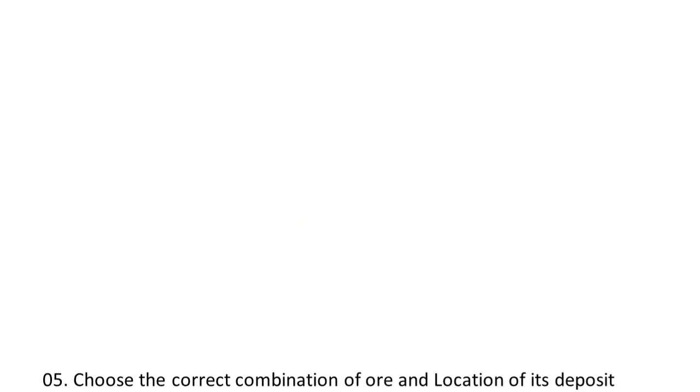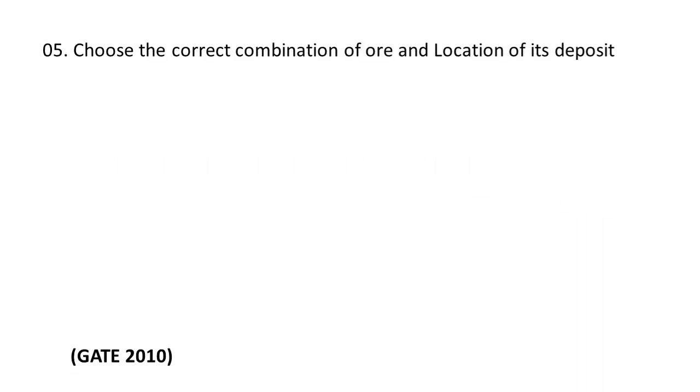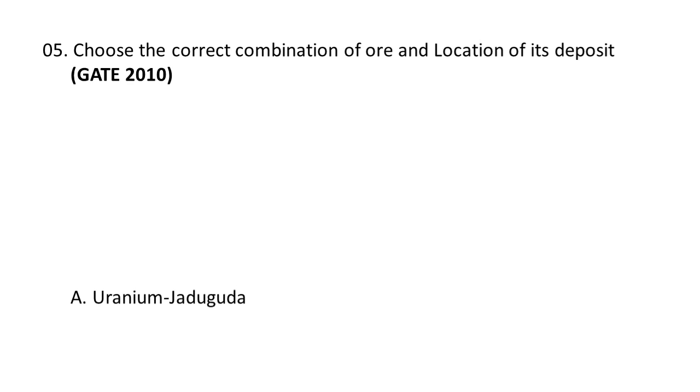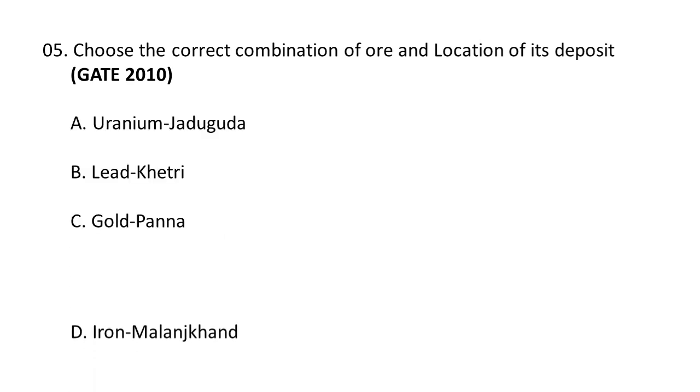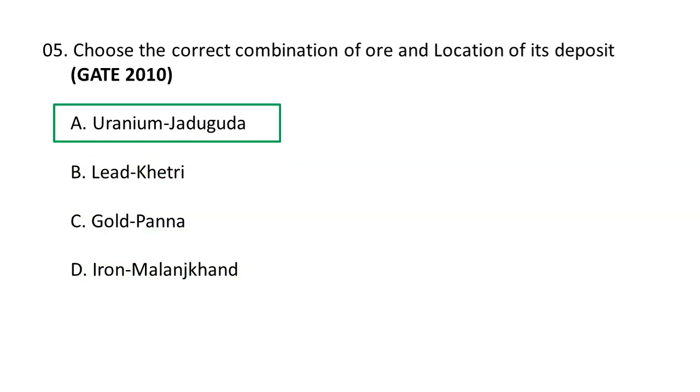Next question. Choose the correct combination of ore and location of its deposit. A, uranium Jaduguda, B, lead K3, C, gold Panna and D, iron Malarjkal. So the correct option is A, uranium Jaduguda. The Jaduguda uranium mine is located in the Singhbhum district of Jharkhand, India. It's an underground mine in Jaduguda village, at least 640 meters below the earth surface, and is accessible by a 5-meter diameter vertical shaft. So the correct option is A, uranium Jaduguda.